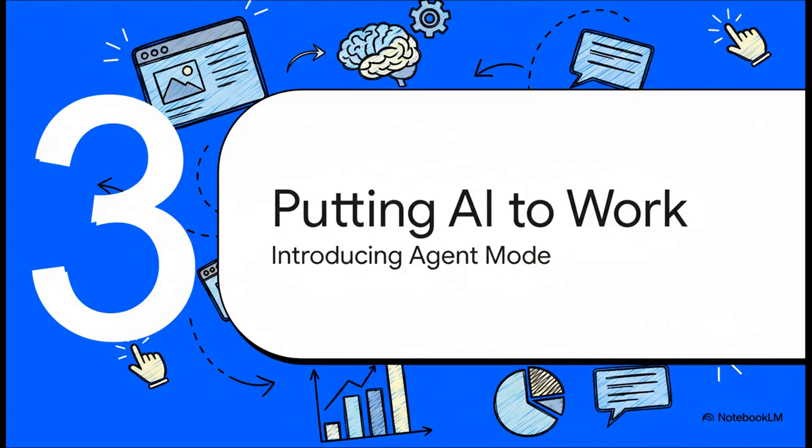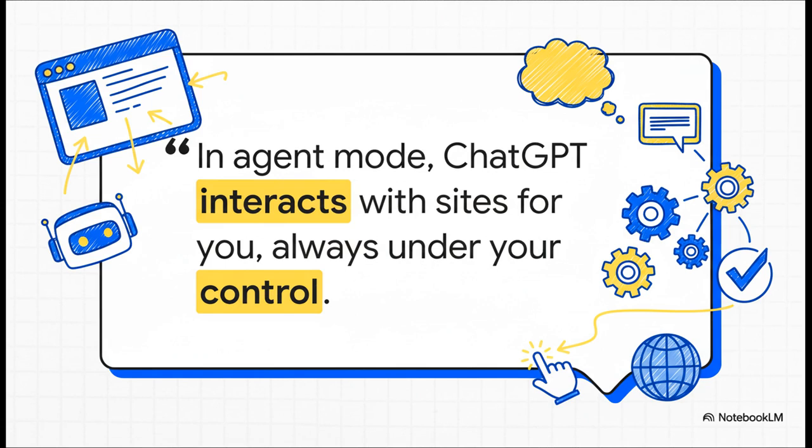So up until now, we've talked about how it can help you understand stuff. But what if it could actually do stuff for you? This next feature, Agent Mode, is where things start to feel like we're living in the future. This is what they call Agent Mode, and it's a total game changer. We're not just talking about analysis anymore. We're talking about the AI actually clicking, typing, and navigating across different websites to get a task done for you.